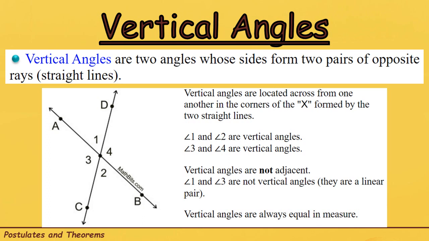Vertical angles are always equal in measure. Always equal in measure. Meaning to say, kung ano ang measure ni angle 1, yun din ang measure ni angle 2. Kung ano ang measure ni angle 3, yun din ang measure ni angle 4 because they are vertical angles. Vertical angles are always equal in measure. Alright, so this is the last pair of angles.